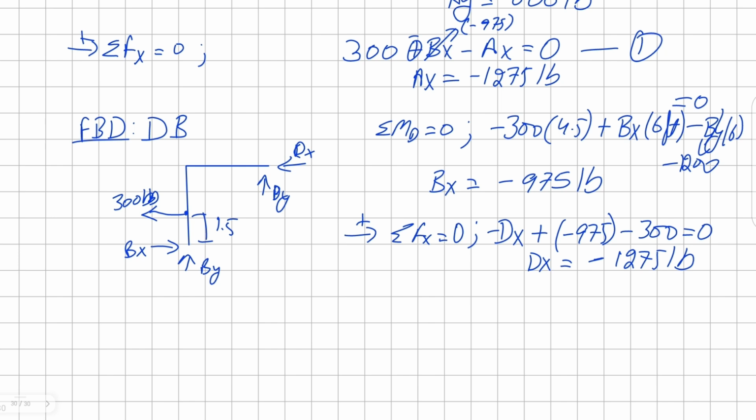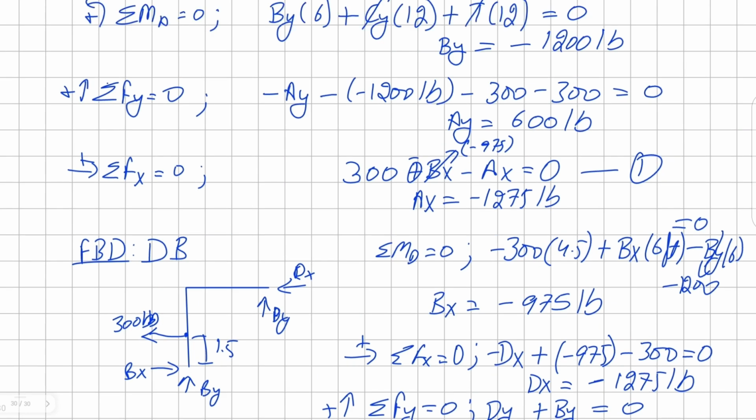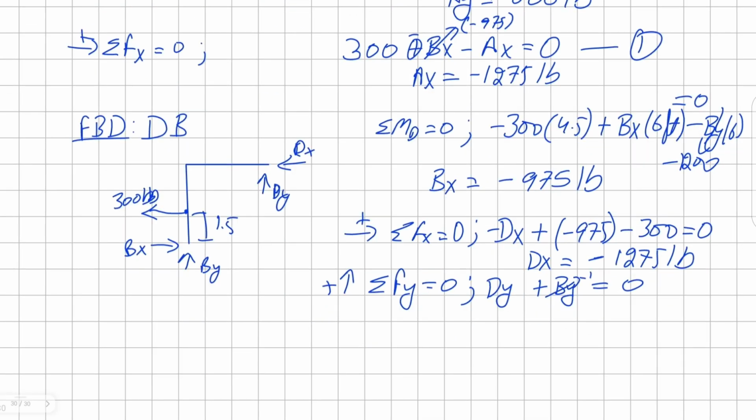And finally, we have to find our value for the vertical component at D. Sum the forces in y direction. We have Dy, we have By, all equals to 0. Our By, we know it's negative 1200. Therefore, our Dy is going to be 1200 pounds. Now, just to reiterate again, if you get a negative reaction force for anything, it just means that you have assumed your vector to be in the wrong direction. It doesn't mean your answer is wrong.